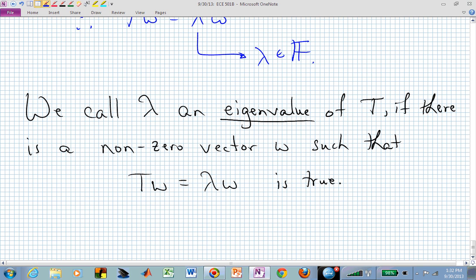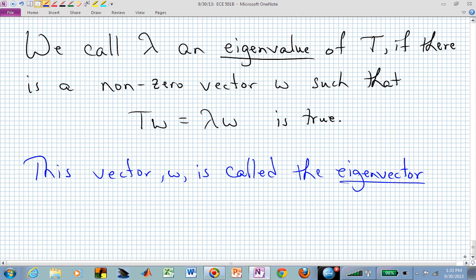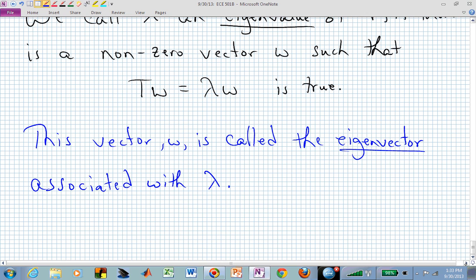And I think you can anticipate then that this vector W is actually called the eigenvector, and it is paired up with or associated with this scalar lambda. So lambda and W are very closely related. They're the eigenvalue eigenvector pair for this particular linear operator T.